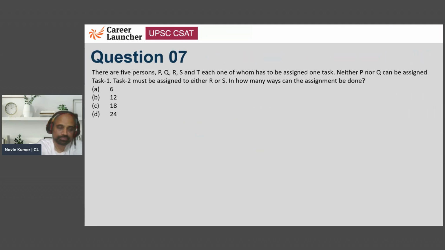Let's look at the next problem. There are 5 people P, Q, R, S, and T, each of whom has to be assigned one task. Neither P nor Q can be assigned task 1. Task 2 must be assigned to either R or S. In how many ways can the assignment be done? So if we look at task 1, task 2, task 3, task 4, and task 5.